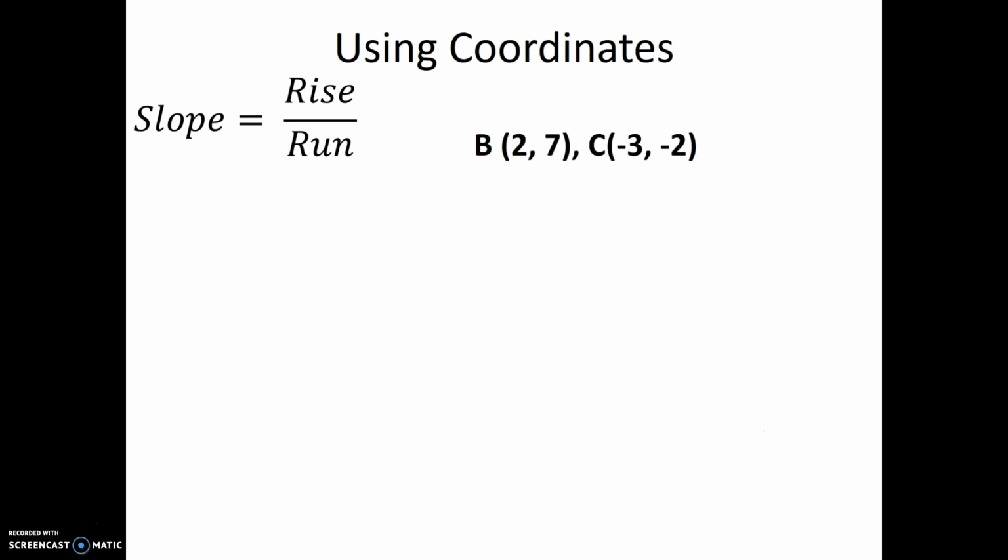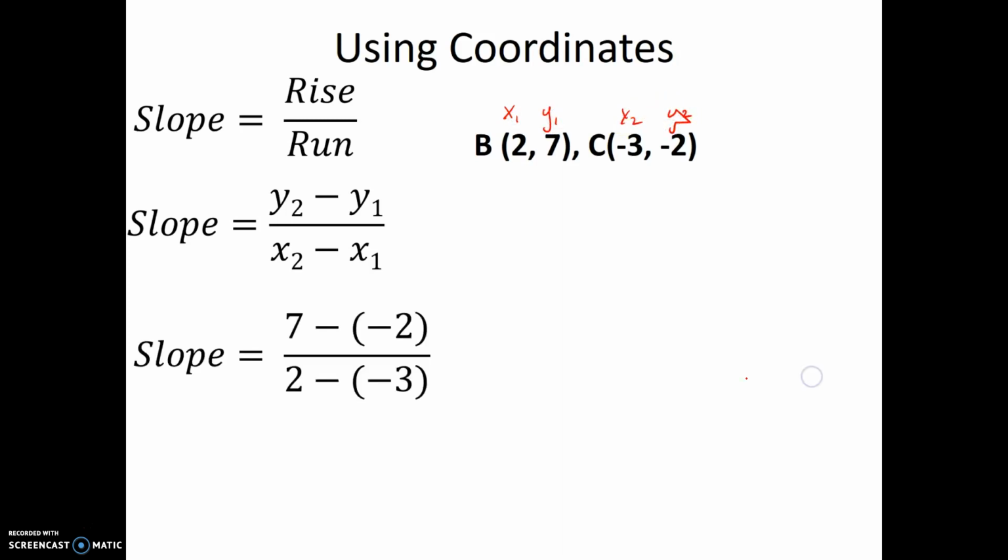All right, let's do another couple problems here. All right, so there's my formula again, y2 minus y1 over x2 minus x1. And I'm going to go ahead and make this one x1 and y1, and I'm going to make this x2 and y2. And then we'll plug in our numbers.